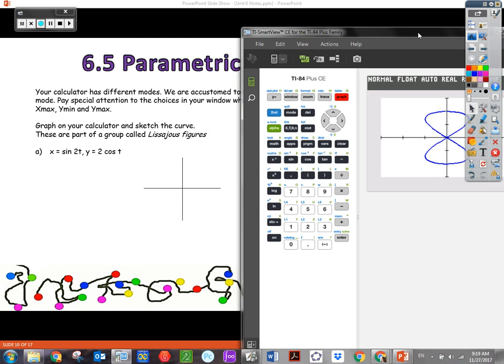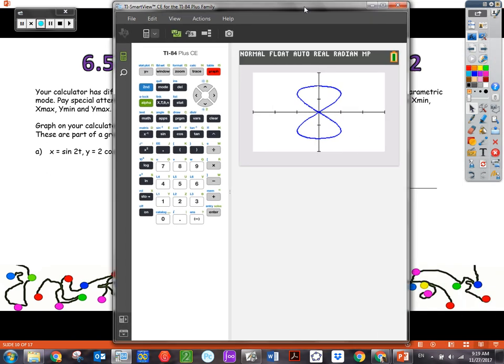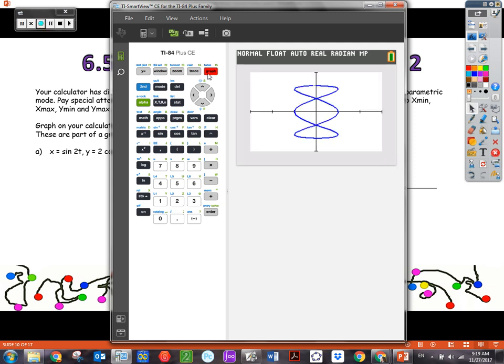All right, so the second one was, let's just look at my sheet. So sine 3t. So let's go back to y equals. We need sine 3t. And then 2 cosine, the y is the same, so let's graph that one. Wow. Okay, so there's that one.